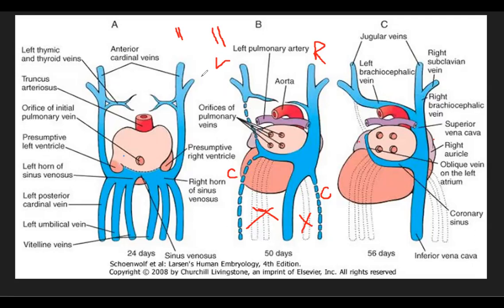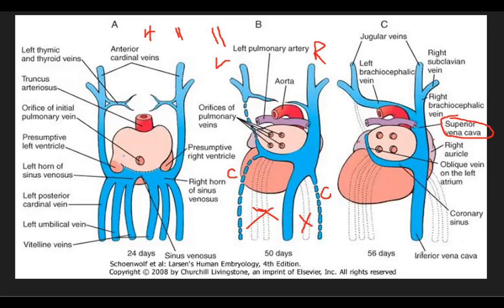Okay, so among the 4 cardinal veins in total, the left anterior cardinal vein and the left and the right posterior cardinal veins all degenerate. The only one which remains for adult life to be converted into the superior vena cava is the right anterior cardinal vein. Okay, I think you're clear with the formation of the superior vena cava. So we are done with this.